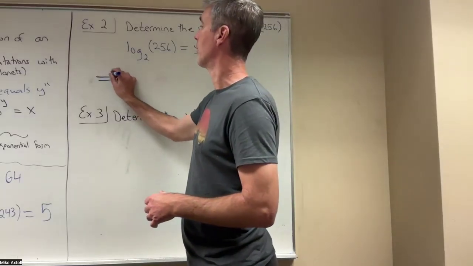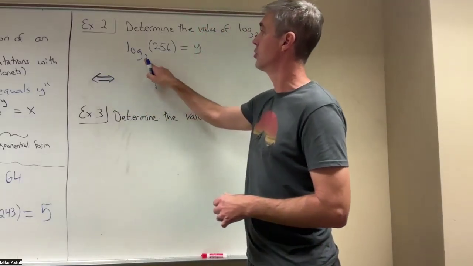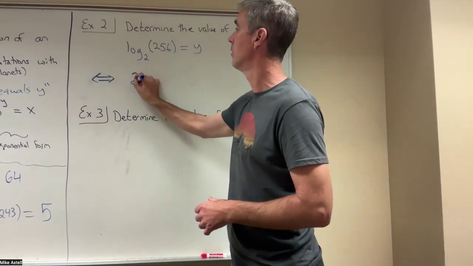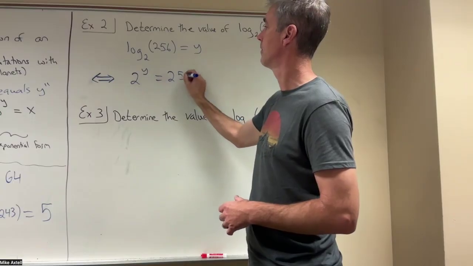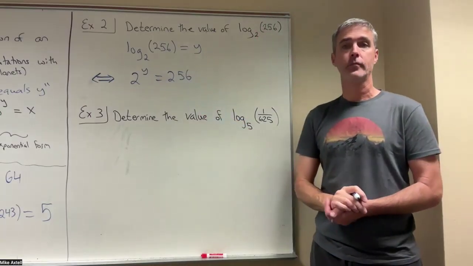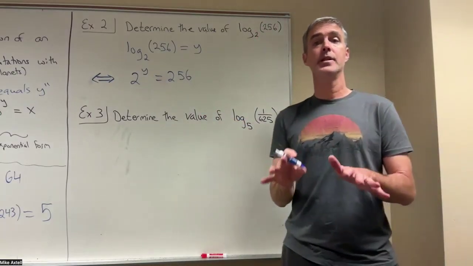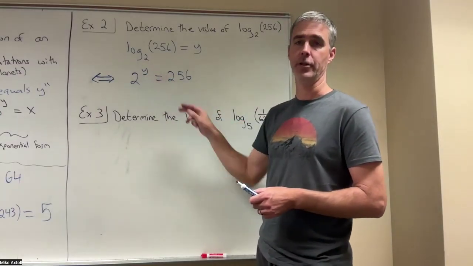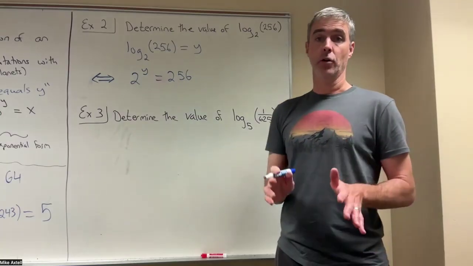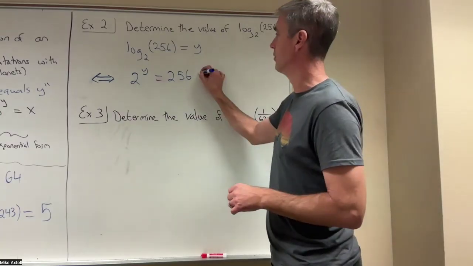So that logarithmic form is equivalent to me saying 2 to the y power has to equal 256. Okay, so I flipped it to the exponential. And the reason I did that is I think I might be able to figure out the power of 2 that gets me to 256. So there's two ways to do this. I guess I'll do it just one way though.